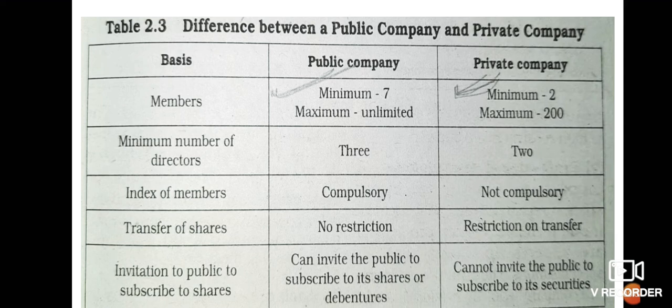Index of members is compulsory. That is all the names of the members, etc. But index of members here is not compulsory. Transfer of shares, no restriction. That is, in a public company, if you have a share of the public company, you can sell it away or transfer it in somebody else's name.